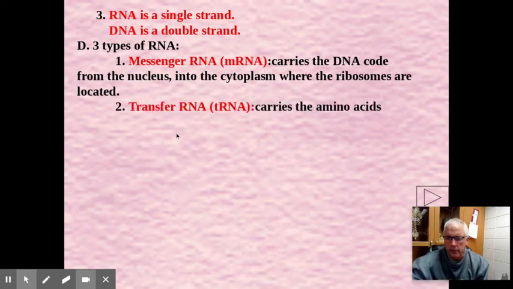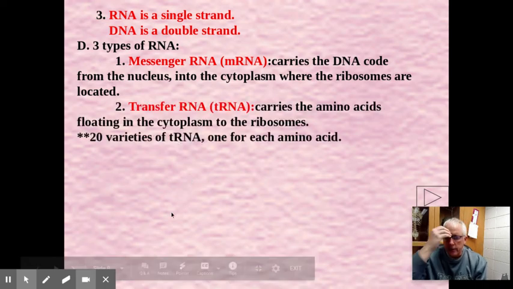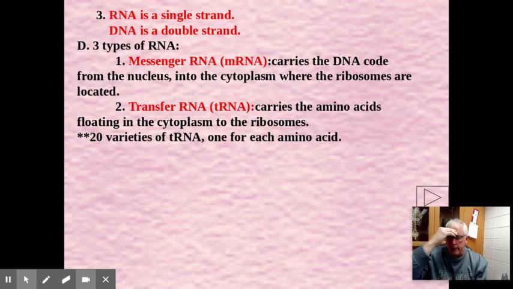What about the building materials? How do we get them there? That's where transfer RNA comes in, okay? Transfer RNA, tRNA, goes out into the bloodstream where we've digested food and broken that food down into amino acids. They find these amino acids and they bring them to the messenger RNA. Now, this makes sense. There are 20 varieties of tRNA.